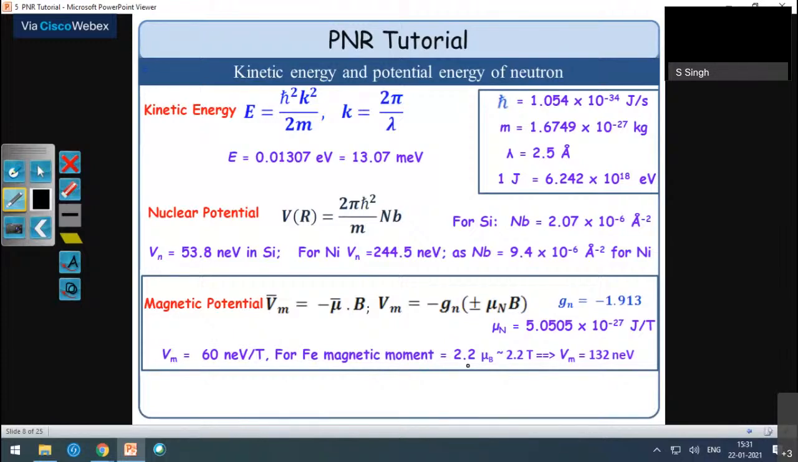So it is nothing but we have a mu B for one iron atom. So how many iron atoms are there in one cc? That we can again calculate from the number density. Number density into this will be our moment per volume. That is our magnetic field, and then you multiply by mu zero, which is the permeability of free space, 2 pi into 10 to the power minus 7.